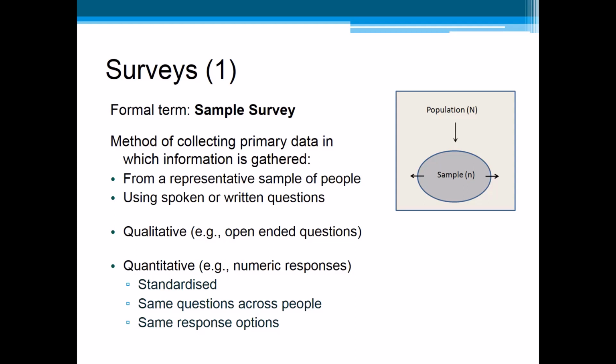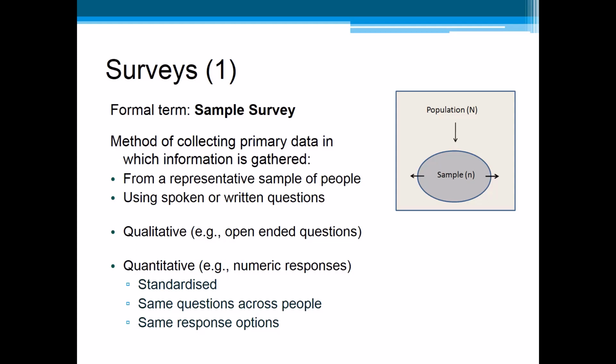Qualitative surveys typically have open-ended questions, so fields where people can elaborate and give additional information about the way they want to answer a question. But then quantitative questions are where the questions are fixed across people throughout each of the surveys, but the response options are also fixed. So everyone has a limited number of options that they can choose from in order to respond. It might be along a continuum, for example. They're not free to elaborate.